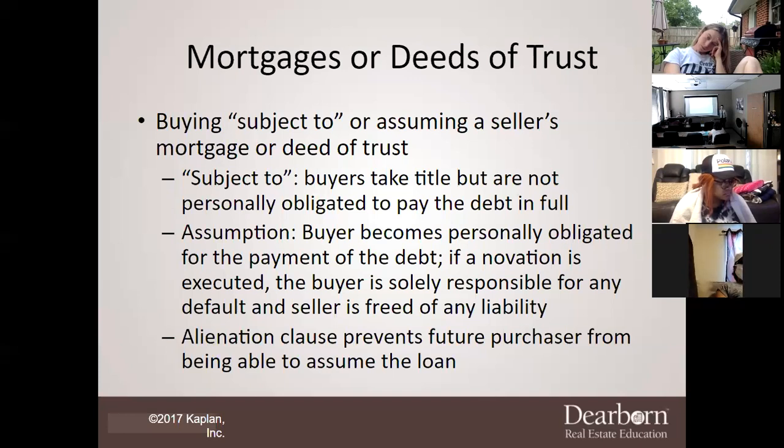From being able to assume the loan, correct? Correct. Okay. So in that particular situation, what does that end up saying? That even if you sell your home, you're still going to be paying on it? That's basically meaning that you cannot assume a loan. The chance of being able to assume a loan is very slim. They're not going to allow it.